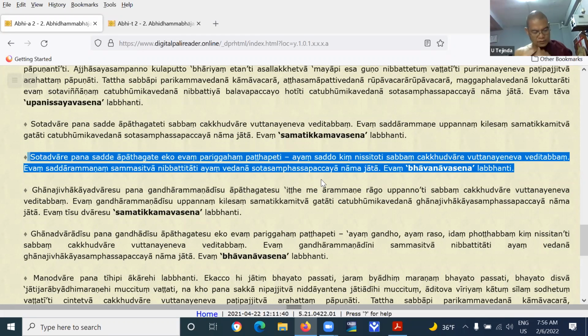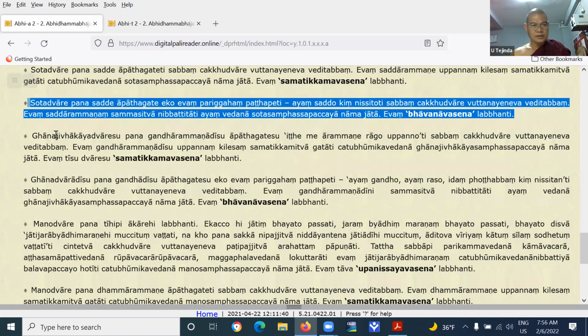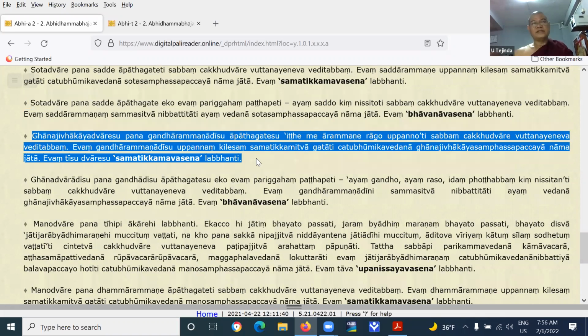So Ghana Jiva Kaya Dwari Supana. So let's see here. But the Cheta arises at Ghana Dwara, Jiva Dwara, and can be applied by only 2 ways instead of 3 ways. Here, let's see. Samatikama a Bhavana, only 2 ways. Kana Jiva Kaya Dwari Supana, Khandharamana Disu, Abhidhamma Piṭaka, Eteme Aramne Raga Upano. So the Kana Dwara, Jiva Dwara, Kaya Dwara.